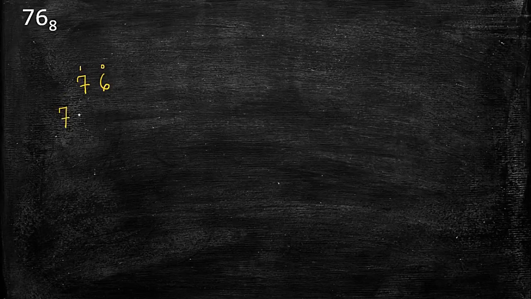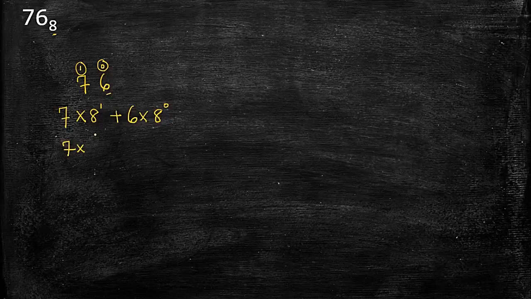So we write the 7 and multiply by what base? We want to convert this number in base 8 to base 10, so that's why we are multiplying by the base 8, raised to power 1. Plus this 6 times base 8, raised to power 0. So 7 times 8 raised to power 1, and 8 raised to power 1 is 8, plus 6 times 8 raised to power 0.